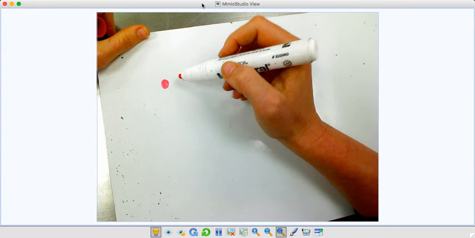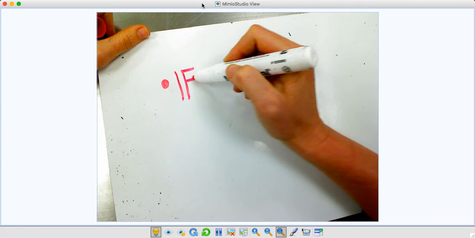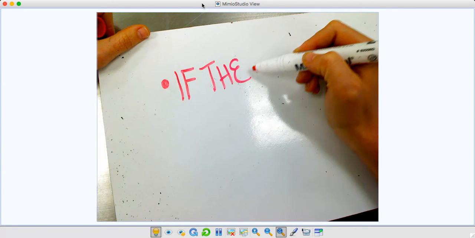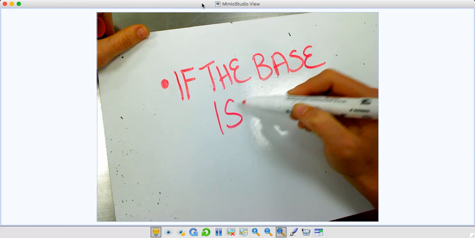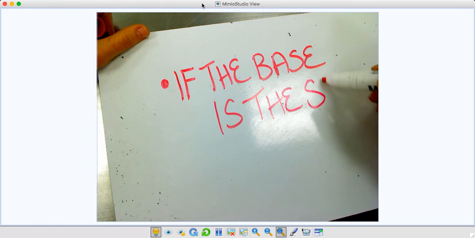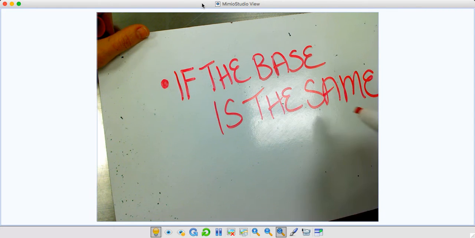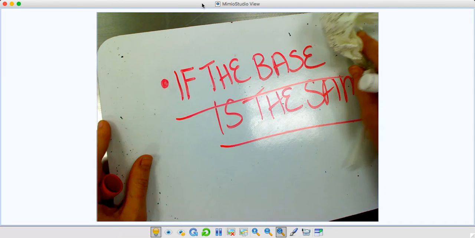Bang, bam, boom. Now, the one thing I always want us to remember anytime we have any of our exponent laws is that all of these laws only hold true if the base is the same. Okay, if the base is the same. So before I actually tell you what the quotient of powers law is, I'm going to have you try to figure it out on your own. So we're going to look at some patterns and see if you can figure out what the quotient of powers law is.